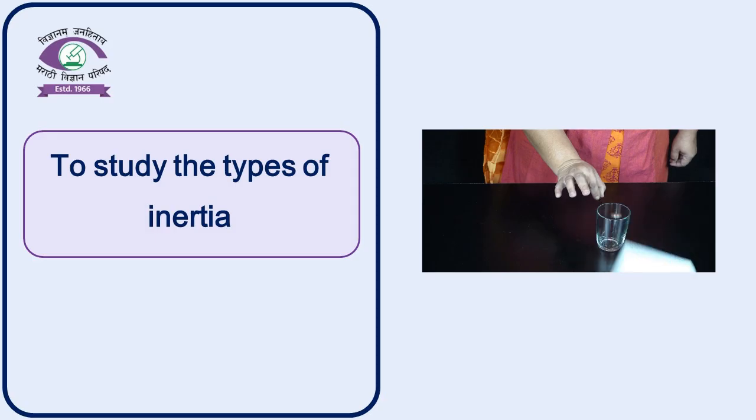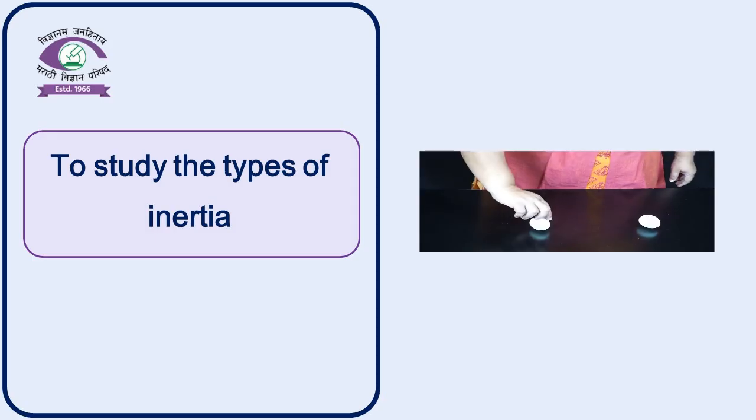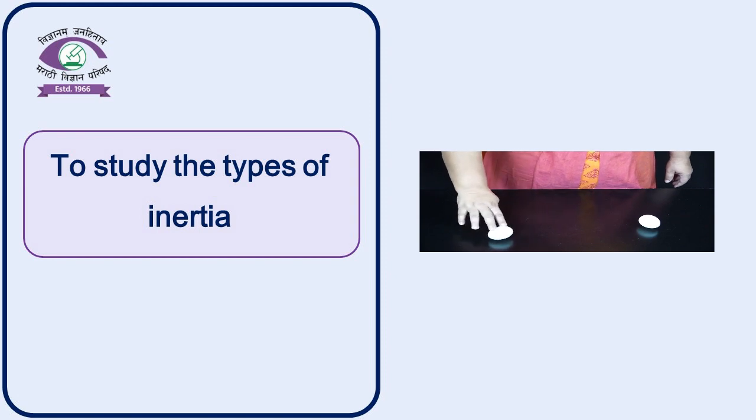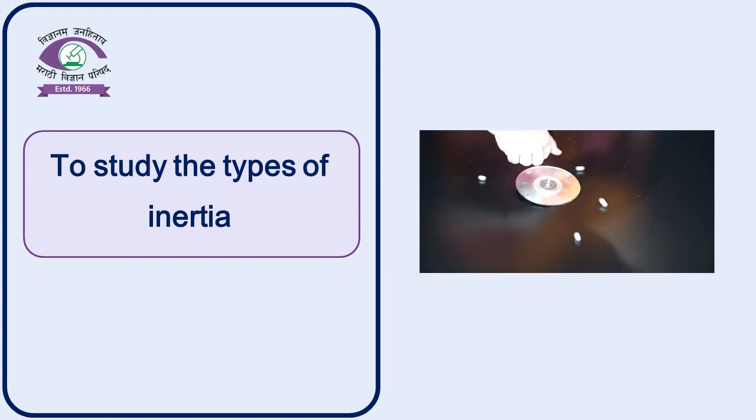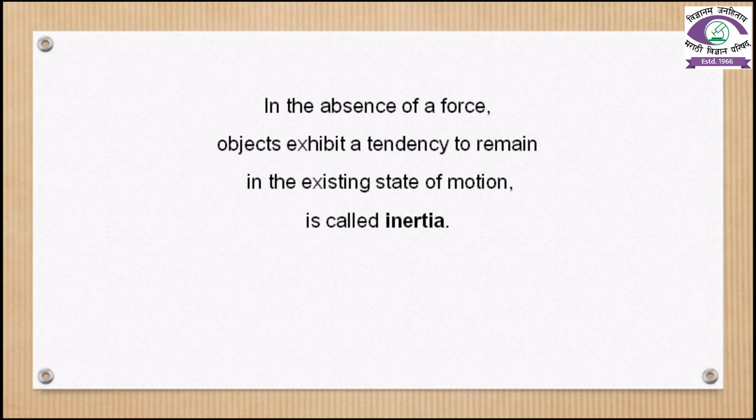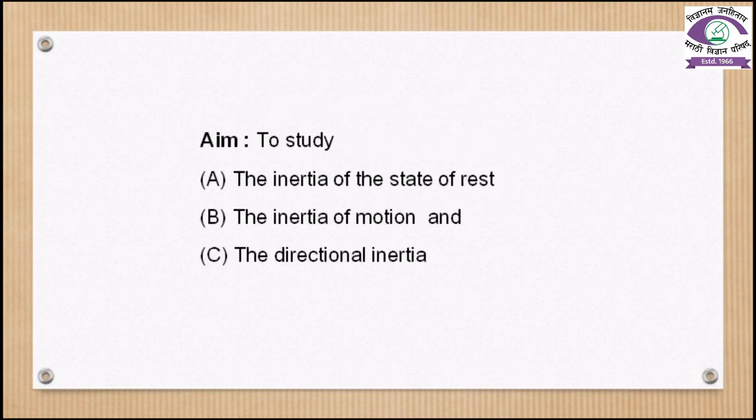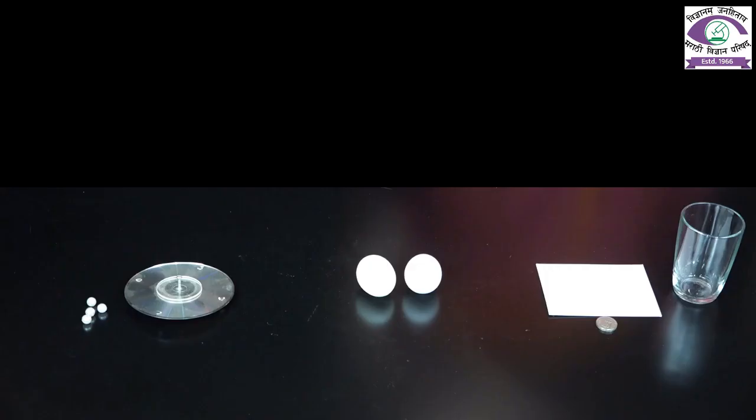Hello friends, the name of the experiment is Study of Types of Inertia. In the absence of a force, objects exhibit a tendency to remain in the existing state of motion. It's called inertia. We will see three types of inertia.